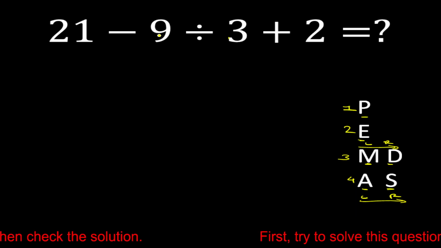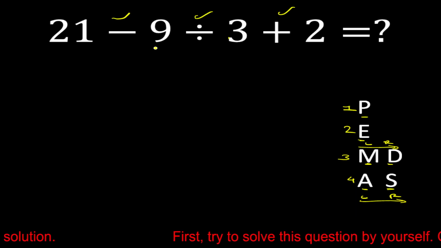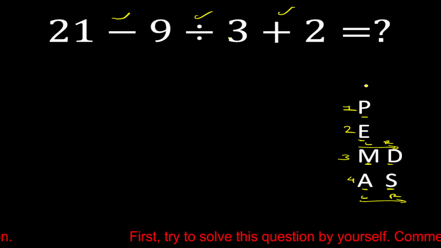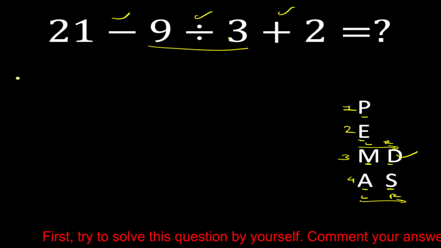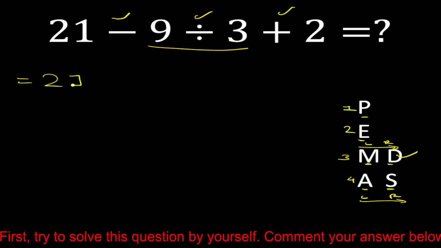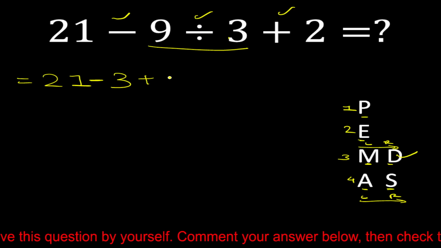Okay. So in this question, we have one subtraction, one division, and one addition. So according to the PEMDAS rule, first priority is division. So first we have to solve this division. 21 minus, now 9 divided by 3 is equal to 3, plus 2.